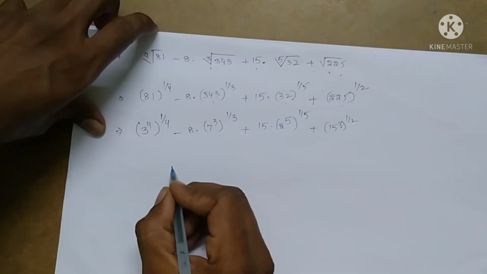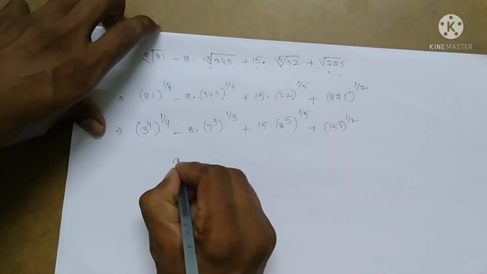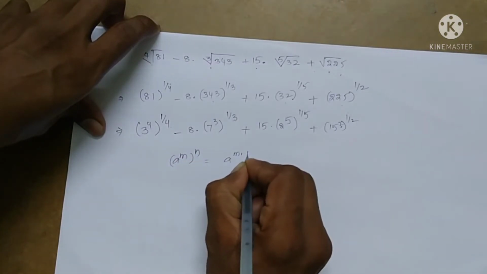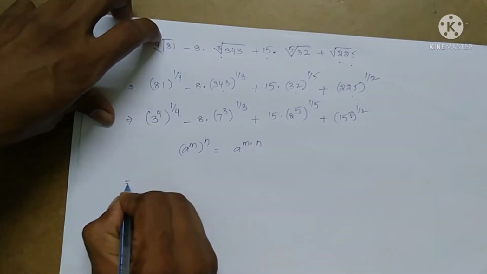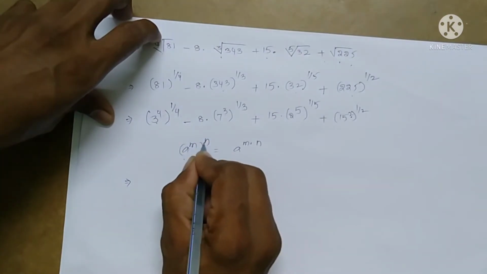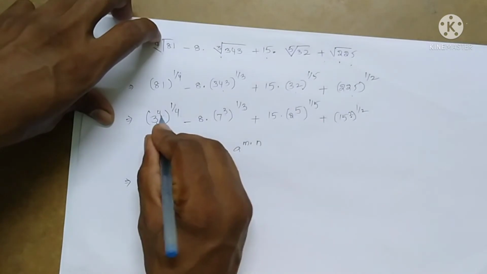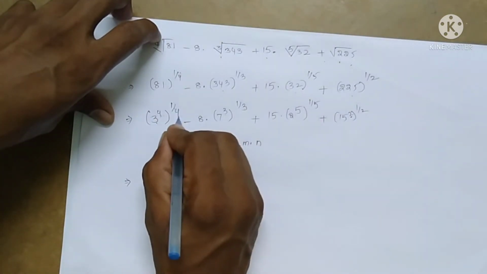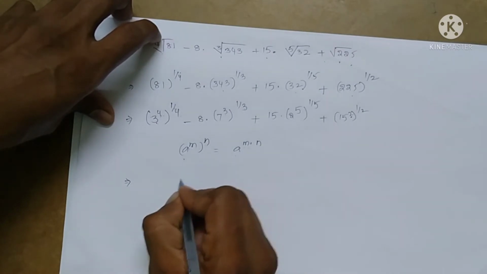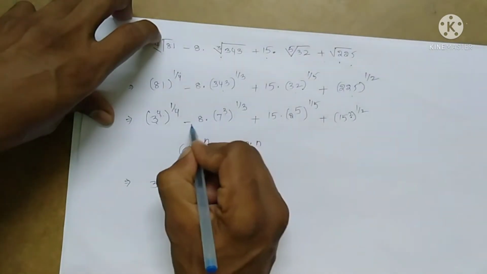So here we have to take the first law of exponents: a power m whole power n is equal to a power m into n. Here it is of the form a power m whole power n, right? So here a is equal to 3, m is equal to 4, n is equal to 1 by 4. So what is the result? A to the power of m into n, right? So here 3 to the power of 4 into 1 by 4, minus.